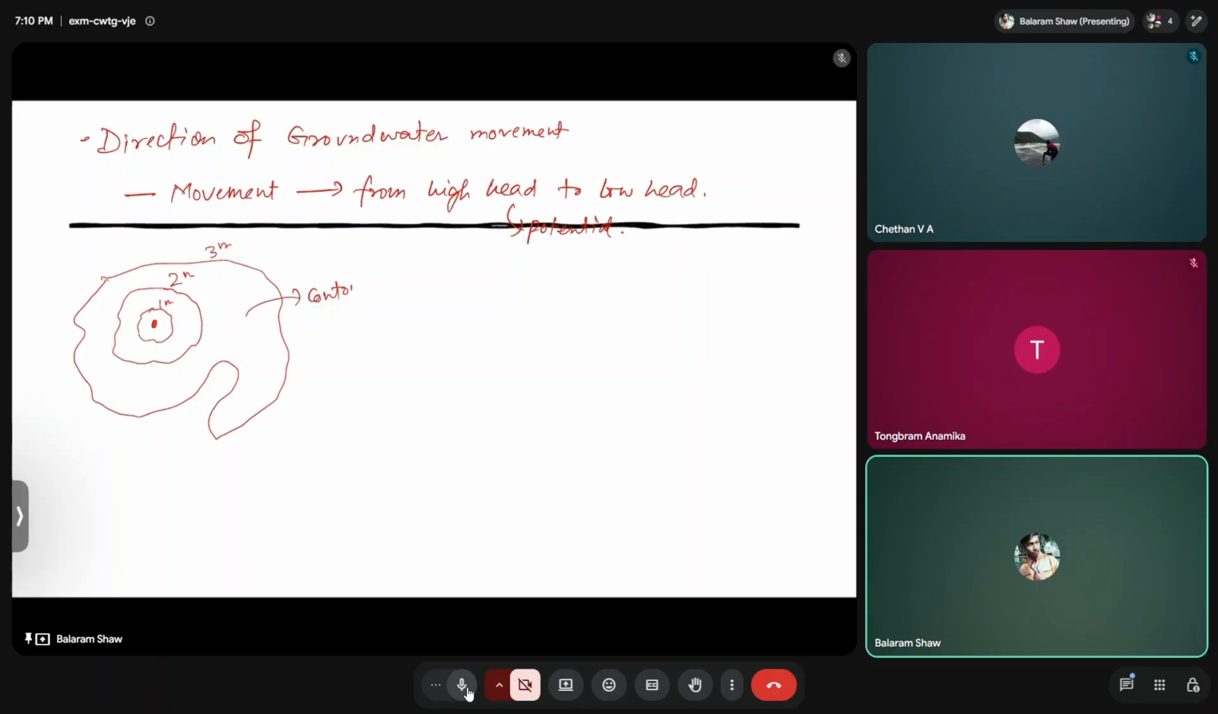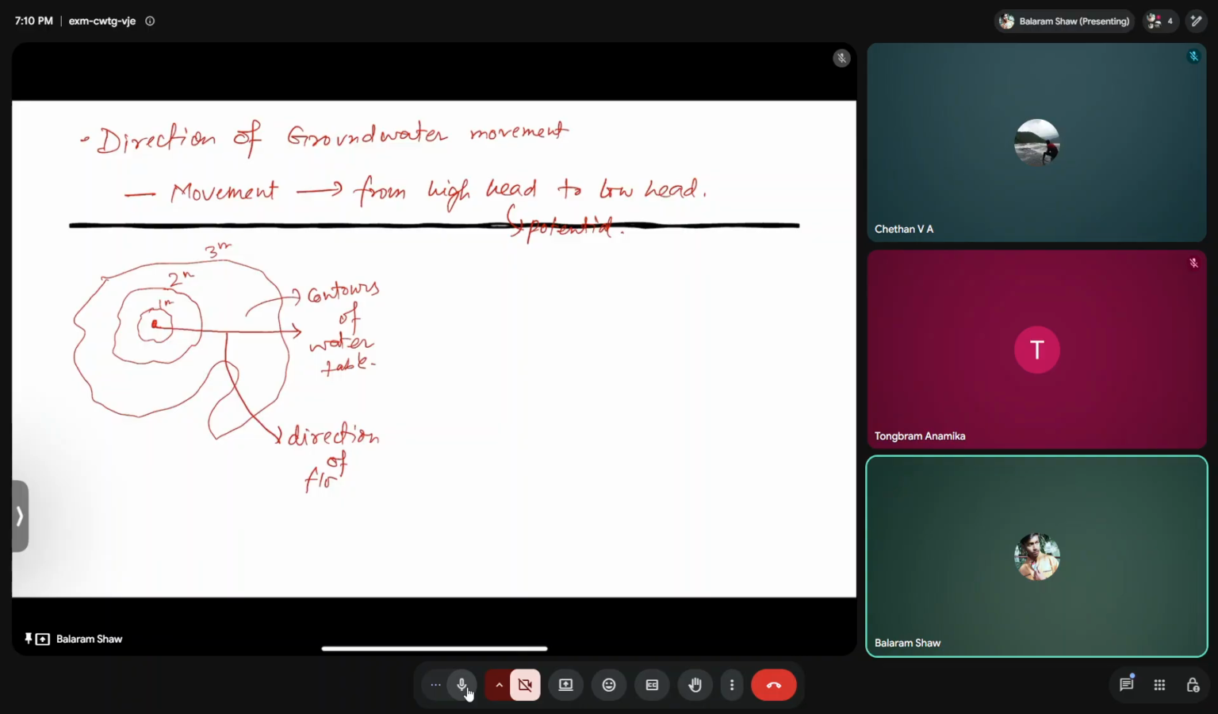right? So we have known that with the contour lines on the water table and piezometric surface maps, we can connect all the equal heads, right? And then movement of the groundwater will be perpendicular to these lines, right? So if you see, the movement should be somewhere in this way. So this one is the direction of flow, right? So with this concept only, we create the flow net.